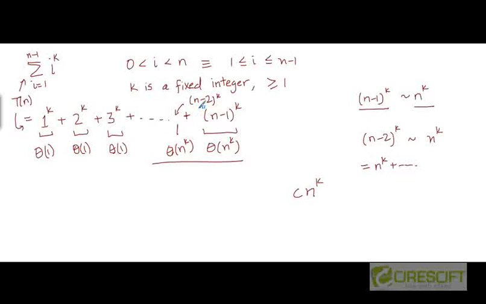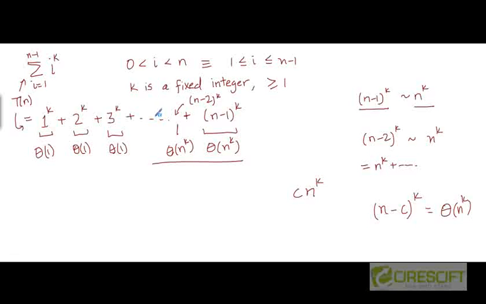Well, we've seen that the last three terms have that. In general, if you take any n minus some constant c and raise it to the power of k, this is going to have a complexity of theta of n to the power k, where c is some positive constant. Now let's look at the middle term. What about the middle term?